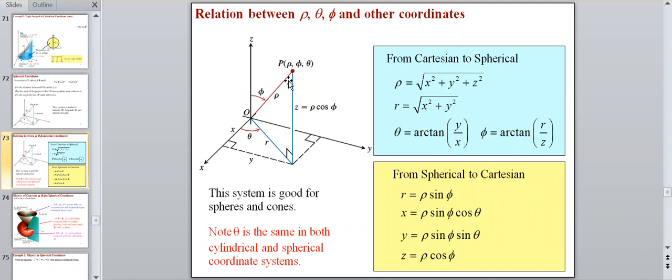And we also have another right angle triangle. If I draw a line from here perpendicular to the z-axis, this value is z. So in this right angle triangle, tangent phi equals what? The size of this side is r. So tangent phi equals r divided by z. Using this, phi is arc tangent, or tangent inverse, of r over z. We can find phi.